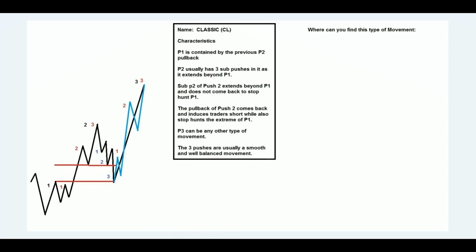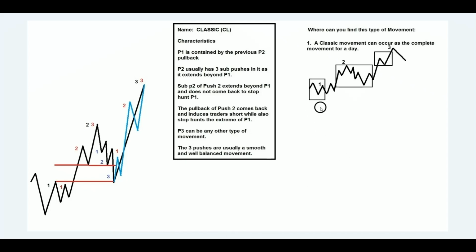Okay, so where can you find this type of movement? It can be for a full day. Like you can have the push 1 occur in Asia, and then push 2 occurs during London, then push 3 happens during New York. So it can take up a full day, and that's pretty much what we're going to be looking at. We're going to be looking at the setups that occur during the day. They won't necessarily be Asia, London, New York. They could be Asia for a couple of them, and New York for this one. I don't know. We'll see.